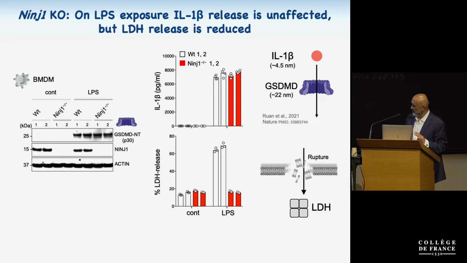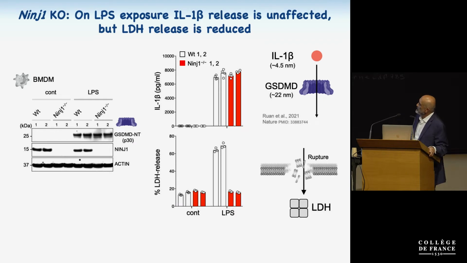Let's knock it out. Here, the open bars are wild-type macrophages, and the red bars are NINJ1 knockout macrophages. We're going to either not stimulate them or stimulate them with LPS, and we'll first look at the release of IL-1 beta. You will see that on LPS exposure, wild-type and NINJ1 knockouts make equivalent amounts of IL-1 beta in the secreted medium. So in the NINJ1 knockout, IL-1 beta is getting out fine. Presumably, Gasdermin D pores are intact. We can show with a pore-specific antibody that the NINJ1 knockout and the wild-type cells make the pores.